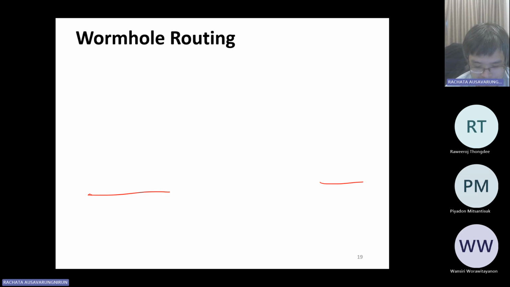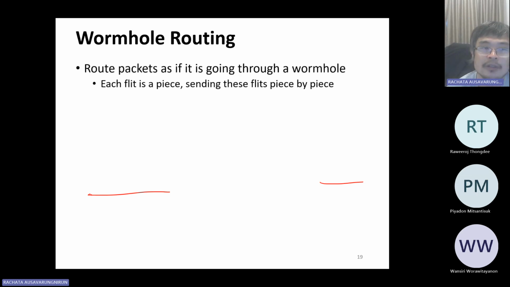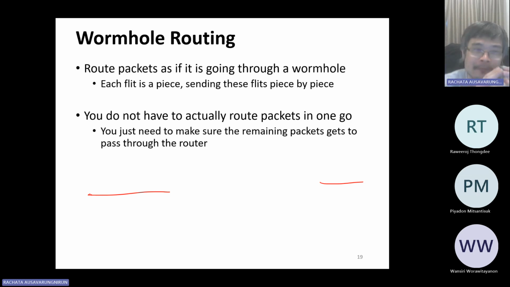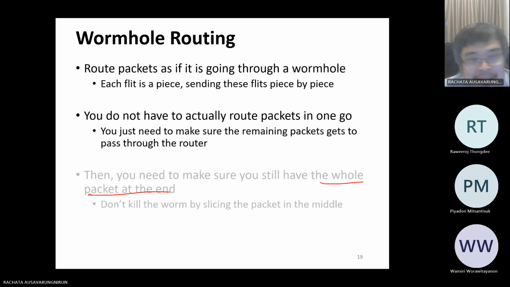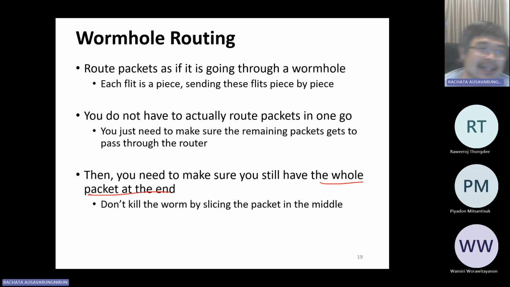Then you have this topic. To actually improve on the design, you can do something called wormhole routing. The way wormhole routing works is treat packets as if they're going through a wormhole, one flit at a time. And you don't actually have to route the entire packet in one go. I just need to make sure that the remainder of my packet goes to pass through the router. Then you just need to make sure you still have the whole packet at the end. Don't kill the worm by slicing the packet in the middle and reshuffling them, right? So let me translate this a little bit.